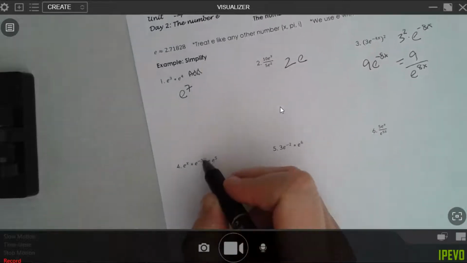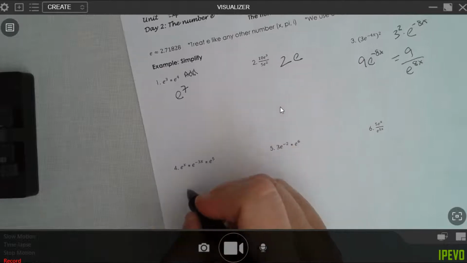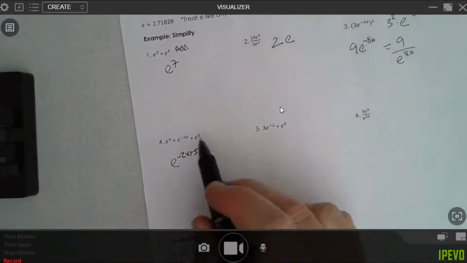So here I'm going to add up all three of these. So that's an x minus a 3x plus a 5. So it's really just a negative 2x plus 5. You don't have to simplify it any further than that. You just add those up.